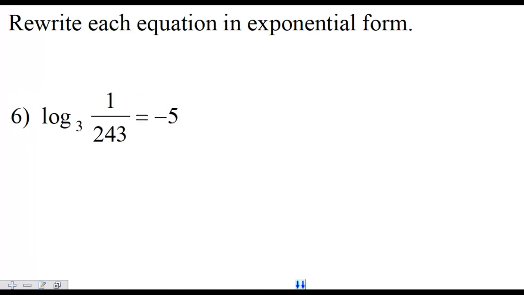Let's do this one more time just to make sure you got the hang of it. All we're doing is rewriting. We don't have to do any solving at this point. A base of 3 raised to the negative 5 power will be equal to 1 over 243. 3 to the negative 5th equals 1 over 243.